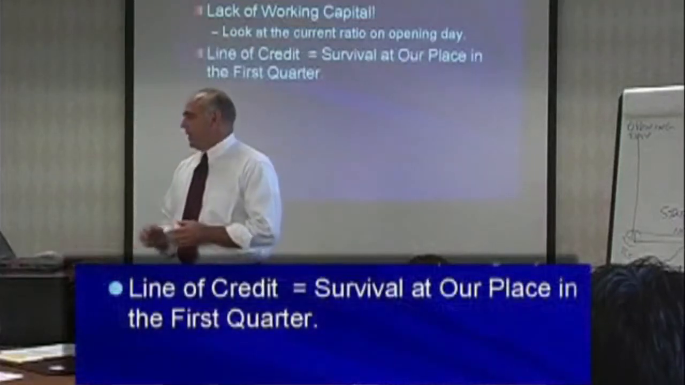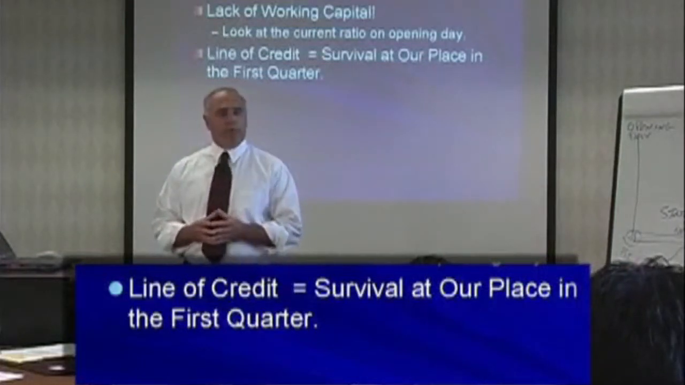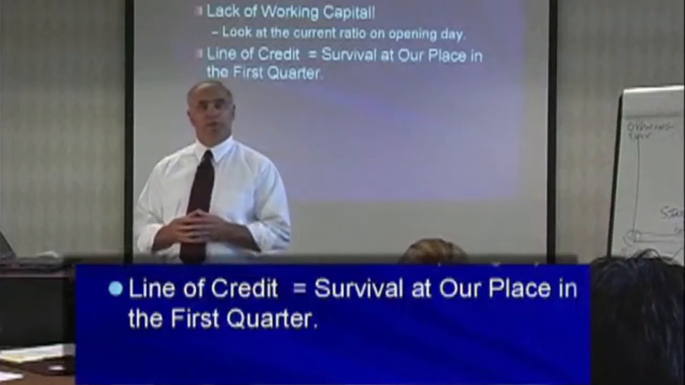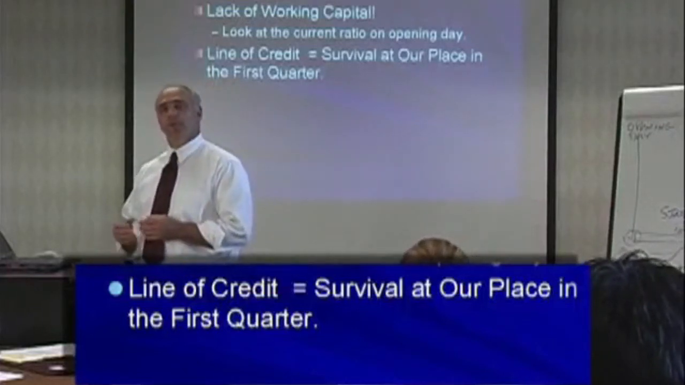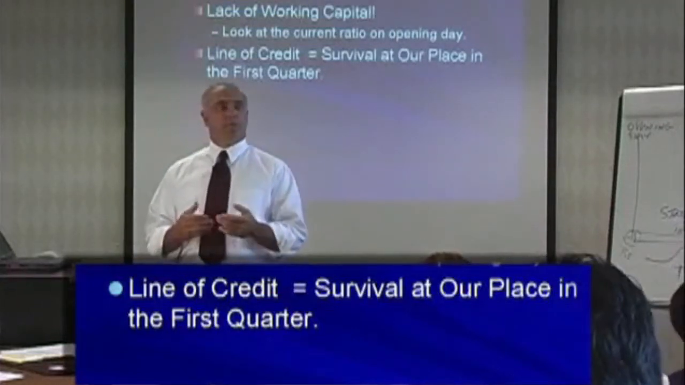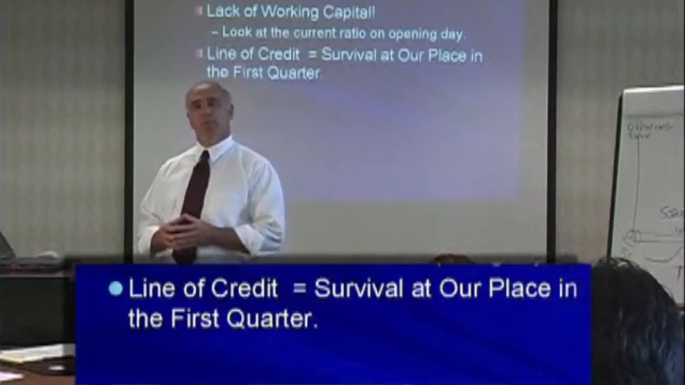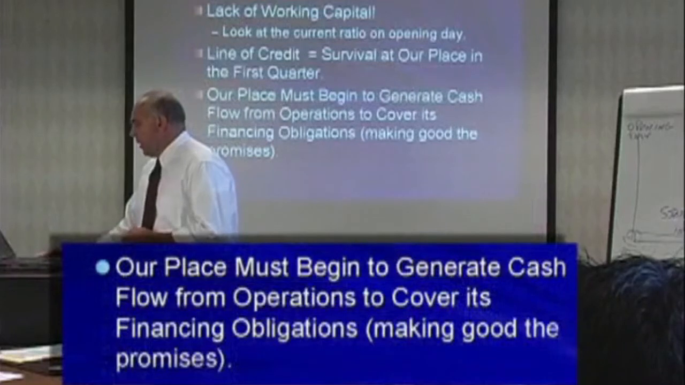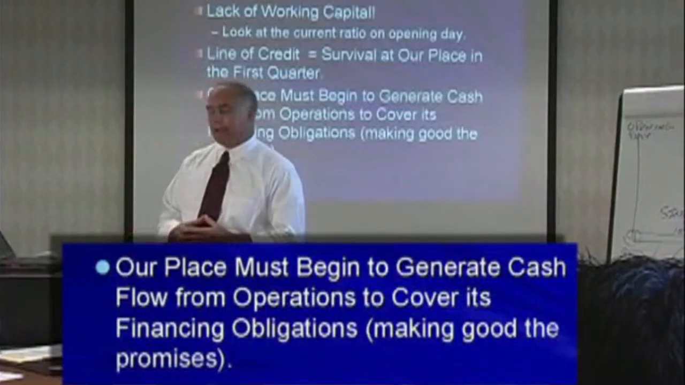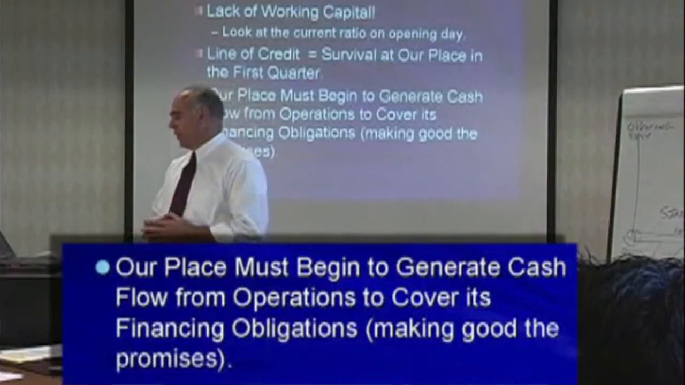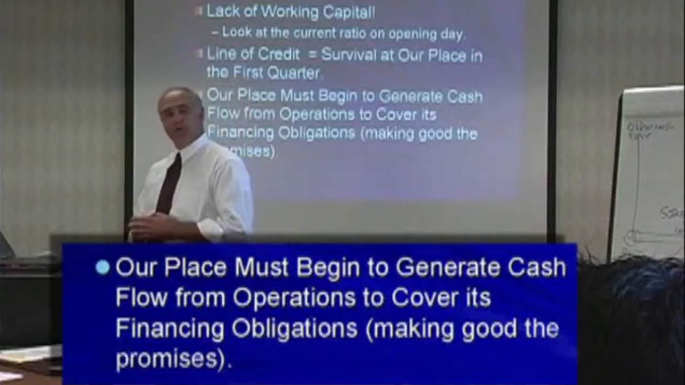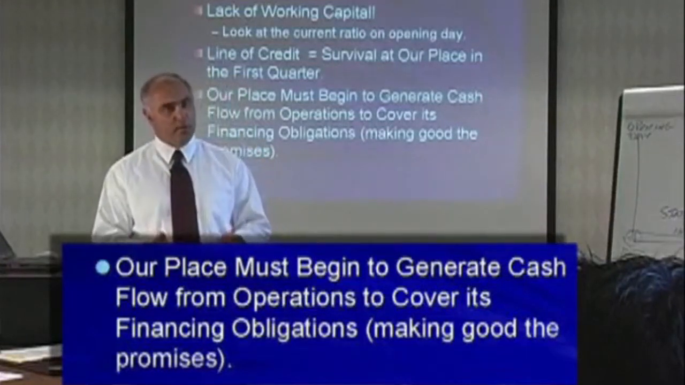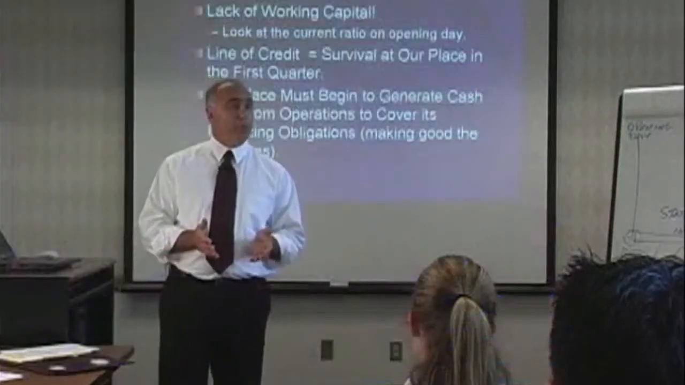So at our place, the line of credit provided the survival. It was really the life vest, if you will, at our place in that first quarter because of the significant shortage of cash flow from operations. It was inadequate to meet the financing outflows. So our place must begin to generate cash flow from operations in order to cover its financing obligations in the future. Remember, those financing obligations are the promises that we made to those people from whom we borrowed funds.